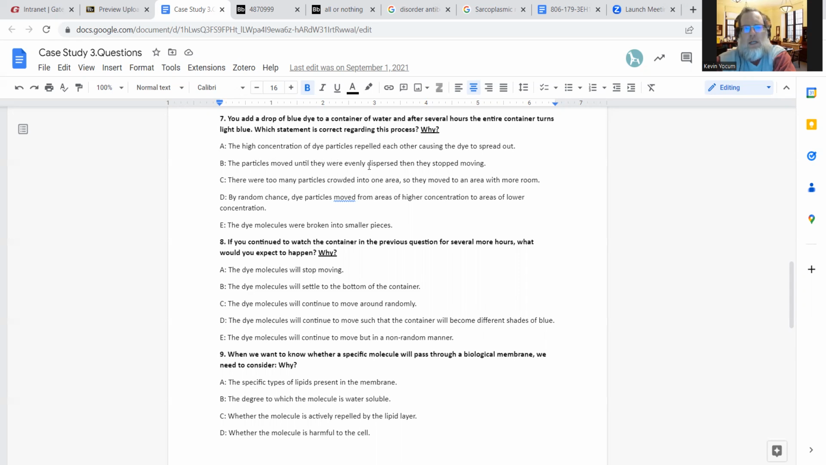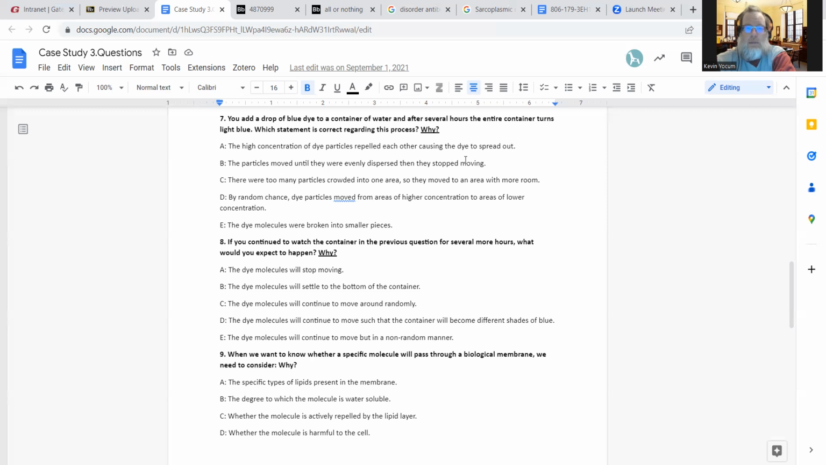Particles moved until they were evenly distributed and then they stopped moving. So you put the blue dye in, and everybody disperses out. Remember, we go from where there are a lot of us to where there aren't as many of us. That's what's going on here. Ultimately we get that nice light blue color, and then they stop moving? Not really. They are going to continue moving around. If they stopped moving, then they'd settle to the bottom.